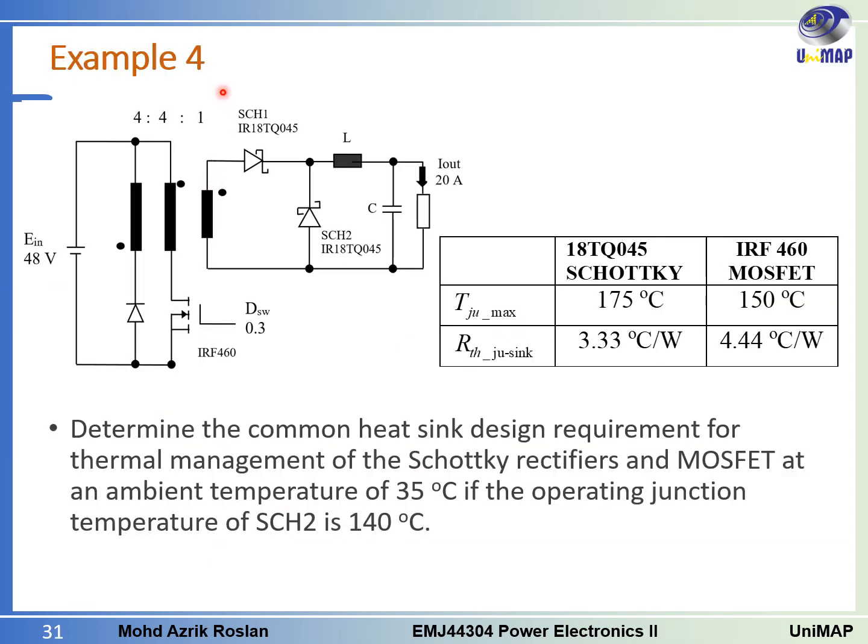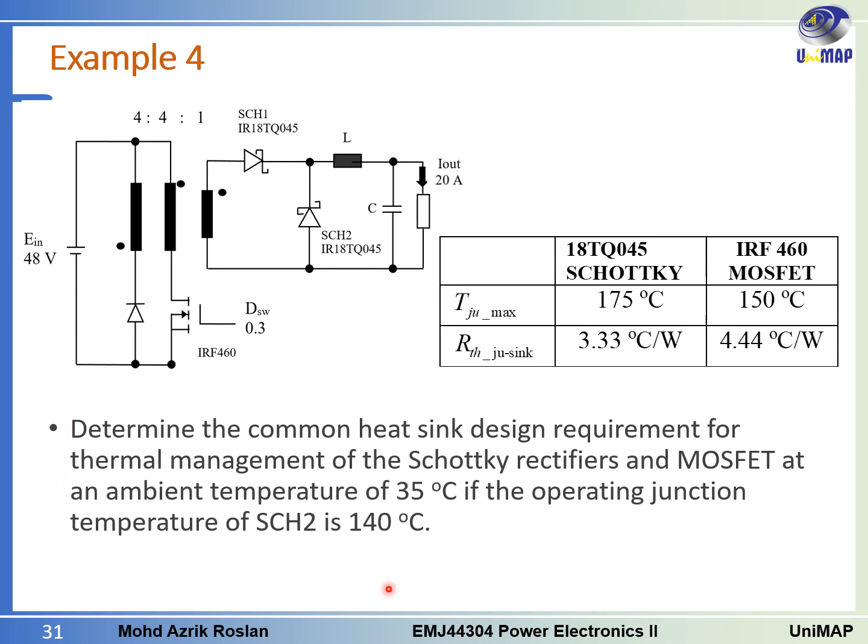Okay, this is example number 4 for the thermal resistance chapter. We still use the forward converter circuit. We have the maximum junction temperature for the Schottky and Mosfet, which is the common one. And then we have the thermal resistance from junction to sink, which is 3.33 and then 4.44.